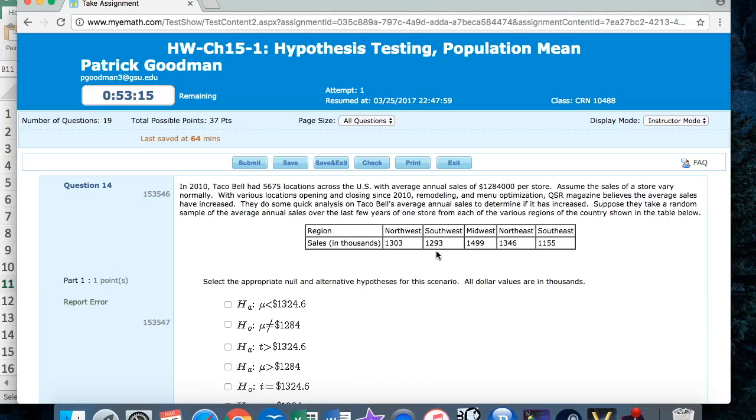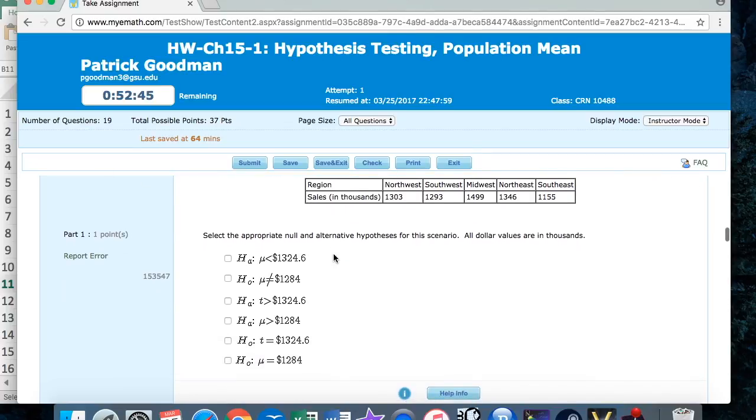But of course, if the population standard deviation is known, then maybe we could do it, but assume the sales of a store vary normally. They don't say the population is normally distributed. We only say assume the sales of a store vary normally. So it might be normal, but we don't know for sure. So right away we cannot use a z-test. We got to use a t-test.